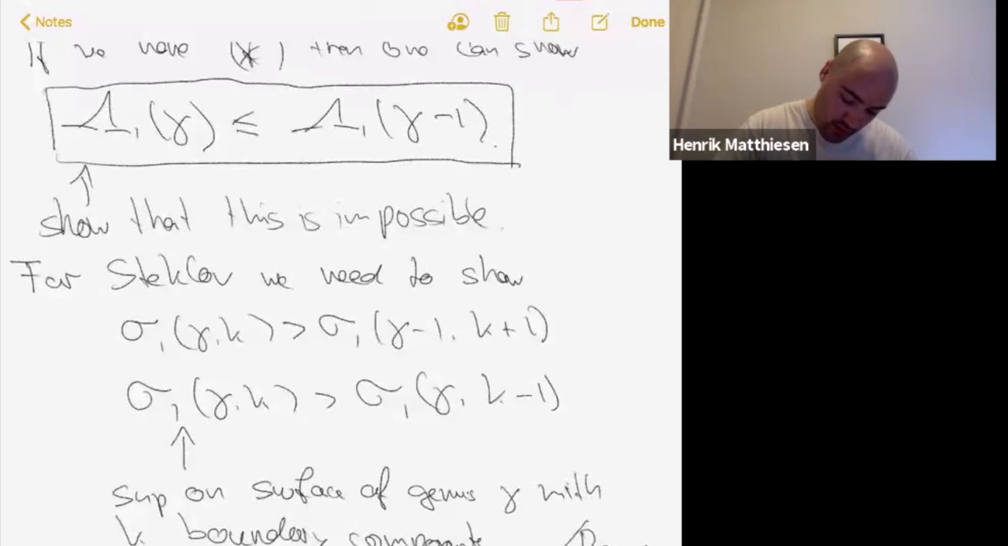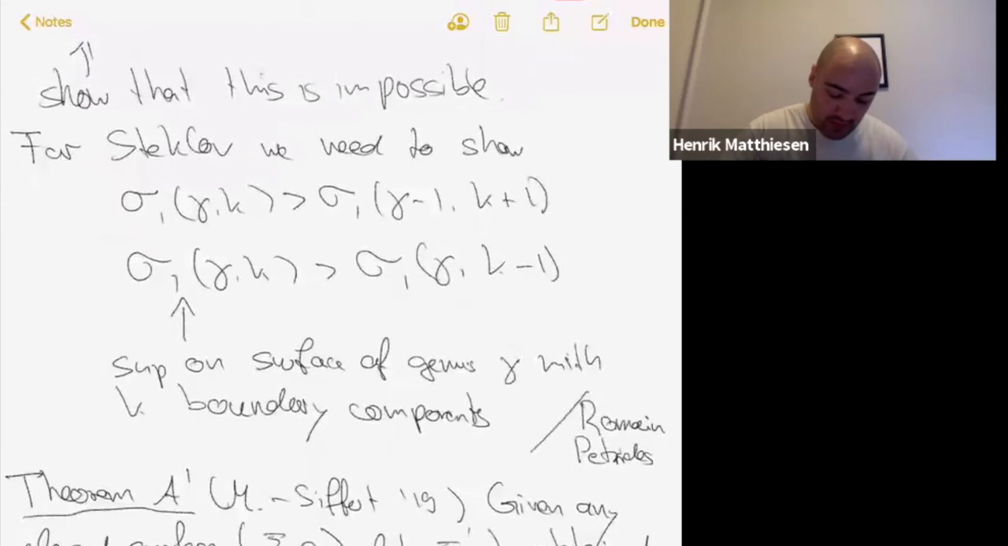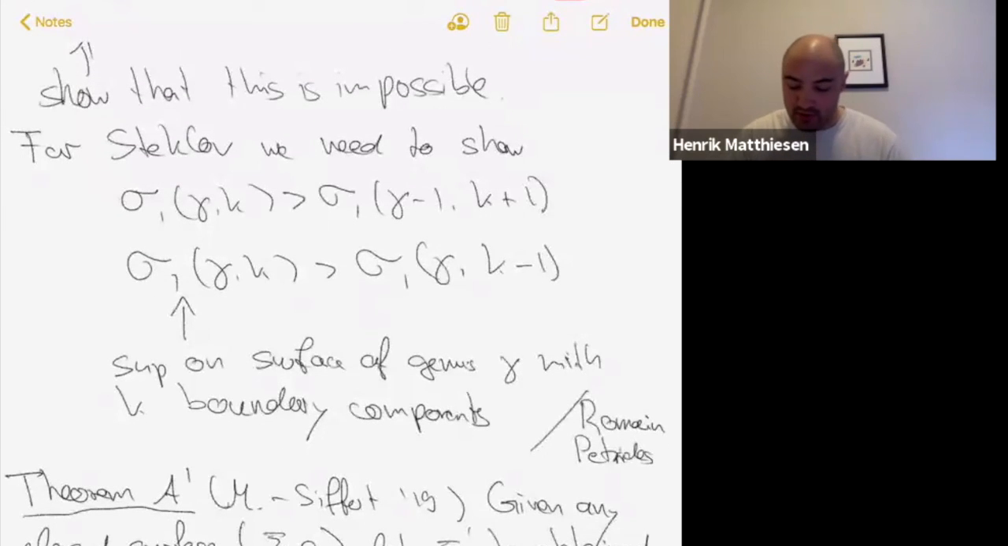So then there is a metric G prime on sigma, lambda 1, so it's a smooth metric, such that you strictly increase this quantity. Okay, and so if you have that, then you just get theorem A using induction and Romain's work.